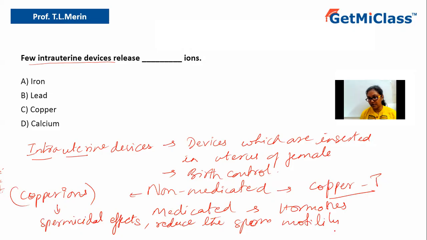So let us look at the question again. It says few intrauterine devices release dash ion. Option A, iron. No, they do not release iron. Lead, of course, lead is very poisonous, so the female can even die because of that. Option C, copper. Yes, that is the correct option because, as I have discussed, copper ions bring about spermicidal effect and also reduce the motility of the sperm. Calcium, no, because I have already discussed copper.